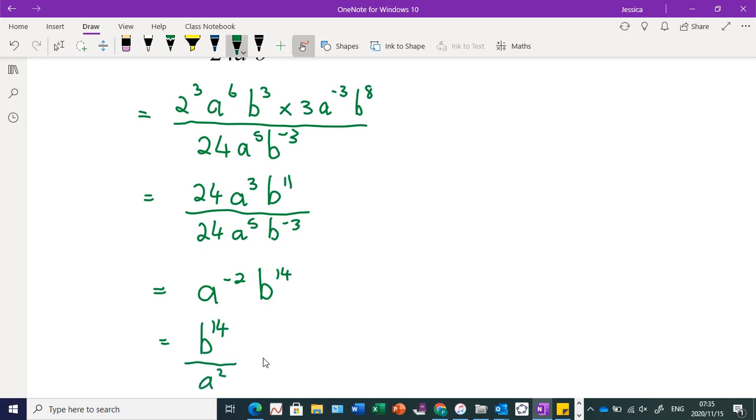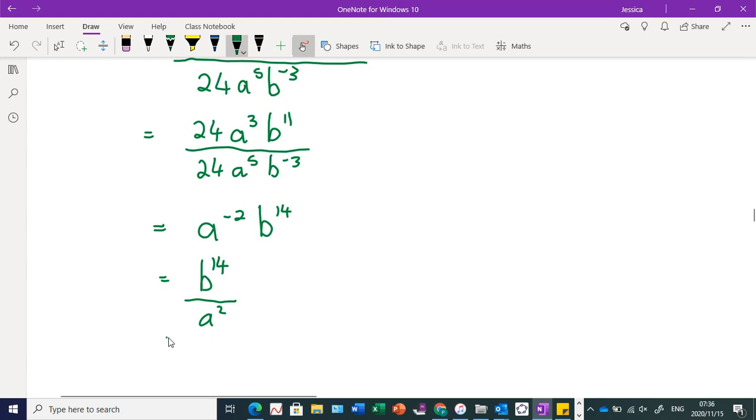Now notice that what we could have done here is we could have pulled these b to the minus 3's up to the top and made them b to the plus 3's, in which case they would have been b to the 14. So you have got choices in terms of things that you can do. As long as you don't break a rule, you'll get the right answer.